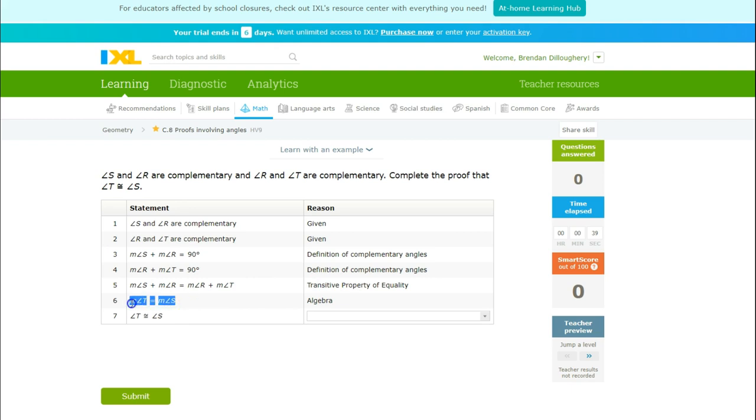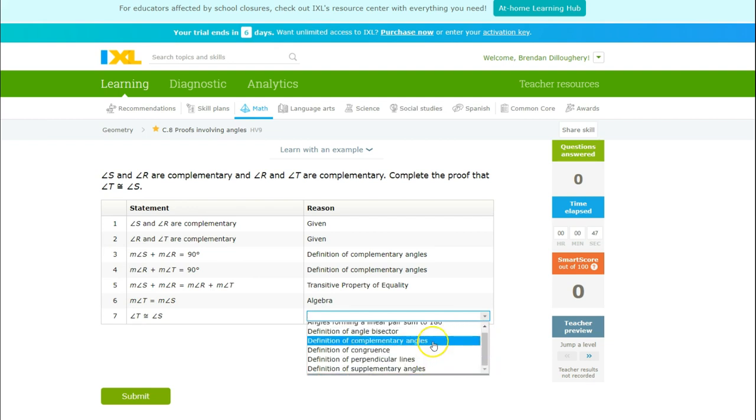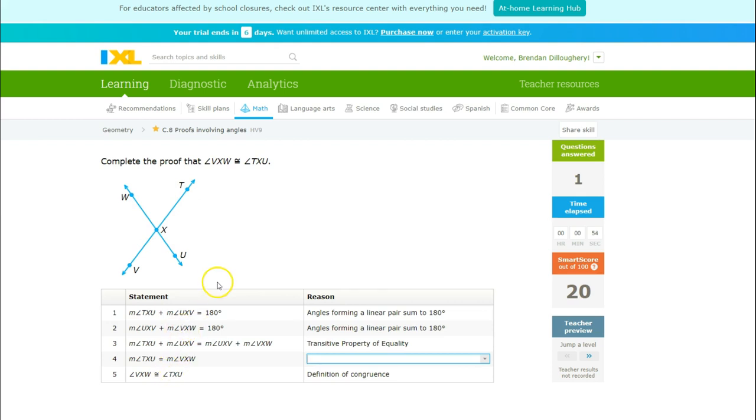And then how did they get from the measures are equal to the angles are equal? Let's look. So that's the definition of congruent angles. There we go. Or they call it just the definition of congruence. So let's submit. Okay. Then we're going to go ahead on the next one.